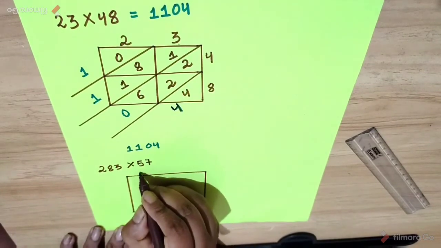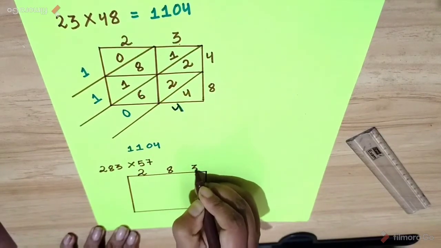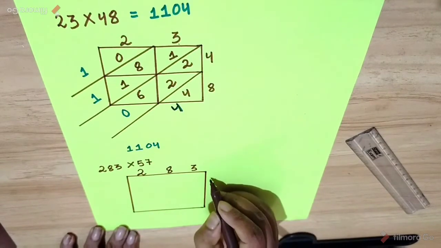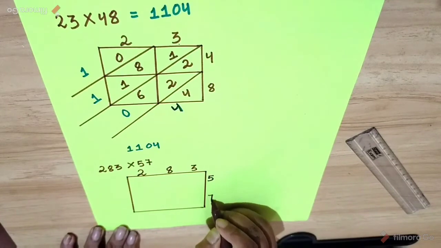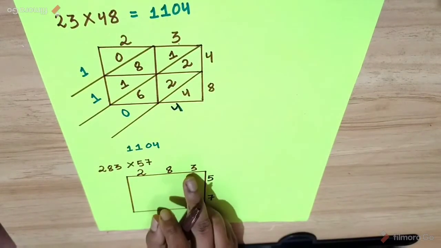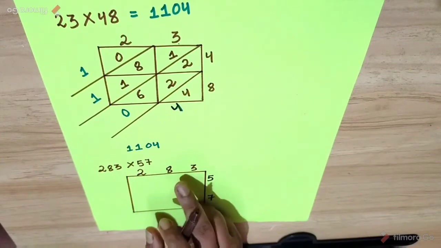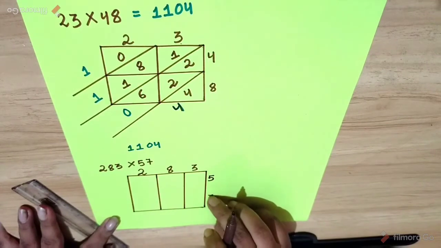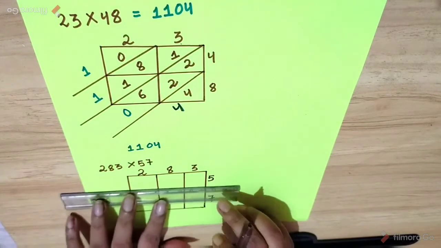So I am going to write here 283. Next number is 57. We'll multiply by 57, so I am going to write here 57. 283 has how many digits? 3 digits. So I am going to divide this box into 3 parts. On this side 57 is there. 57 has how many digits? 2 digits. So again I am going to divide this box into 2 parts.